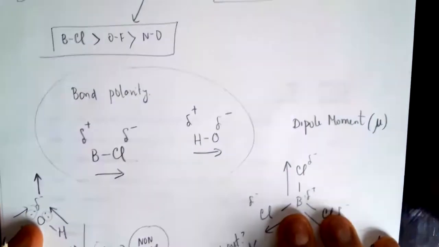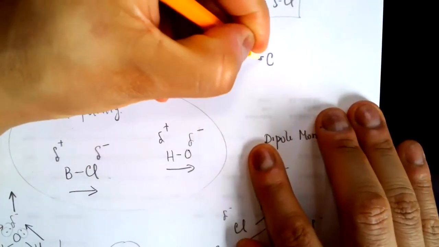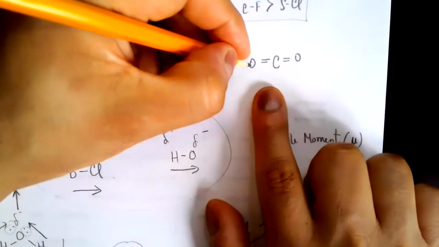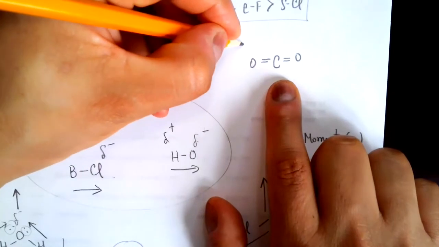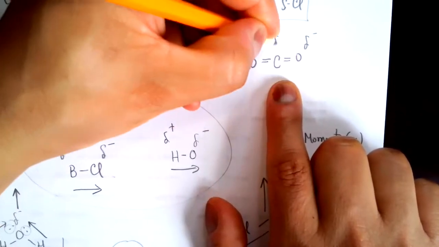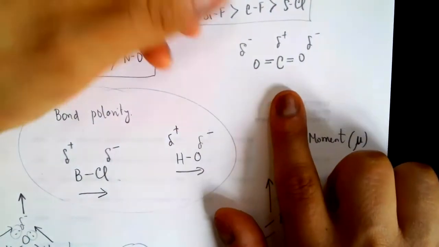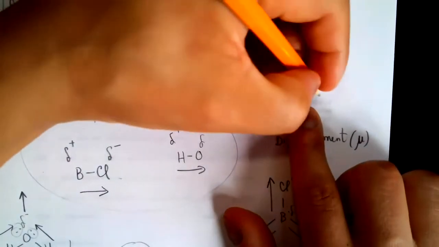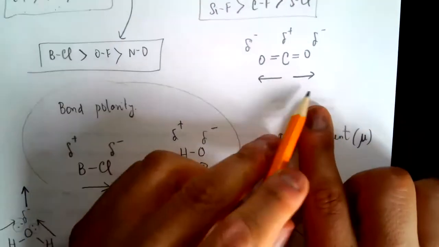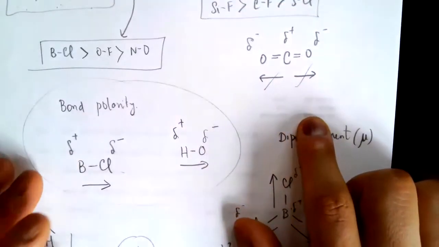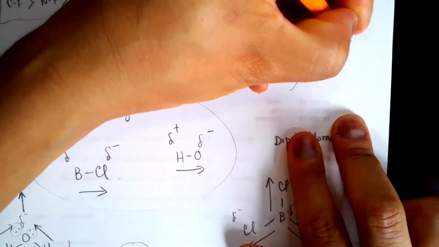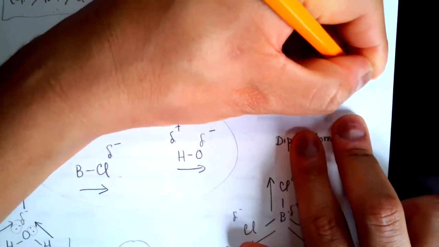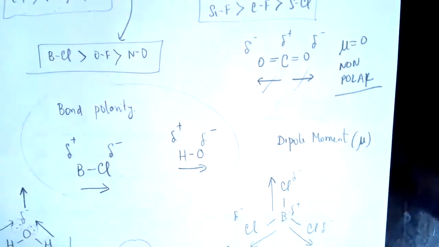Okay? Carbon dioxide, another example. This is the drawing of carbon dioxide. Oxygen is more electronegative than carbon. Delta minus, delta minus, delta plus. How are the fields or the vectors? The vectors are always from delta plus to delta minus. Arrow this way, arrow this way. Do they cancel out? In this case, they do cancel out. So the dipole moment is equal to 0. Therefore, the molecule is non-polar. Okay.